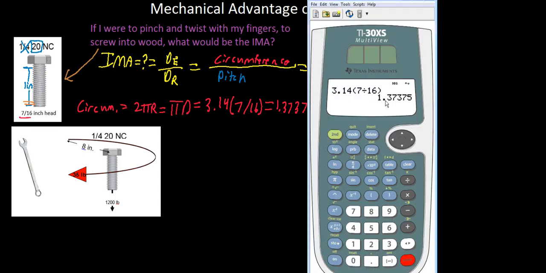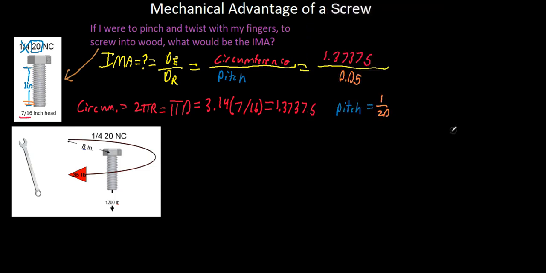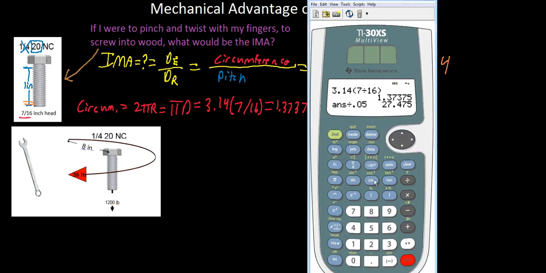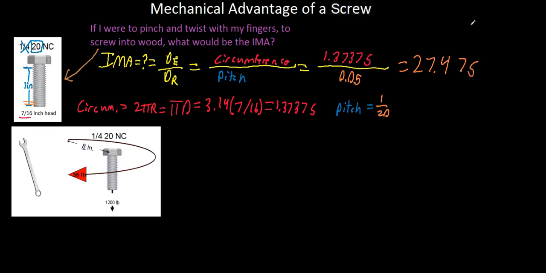We just plug that into our calculator. We put this number on top, and we divide that by 0.05 on the bottom. And we get a pretty big IMA. We get 27.475. And you might say, well, Mr. Anderson, that's a pretty huge mechanical advantage. Maybe I could do it with my fingers.